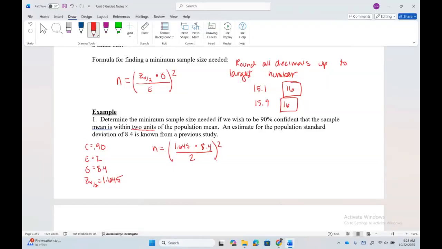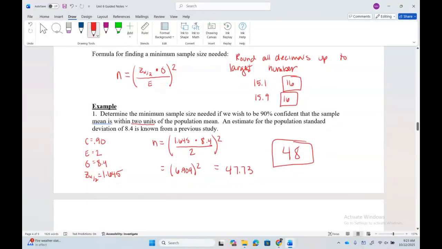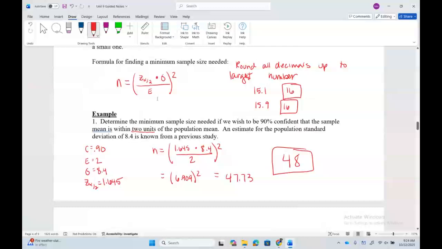All right, so I'm going to do what's inside these parentheses first, and that gives me 6.909. And now I'm going to raise that to the second power, and I get 47.73. So I'm going to round up to 48 for my final answer. All right, that's it for this section.